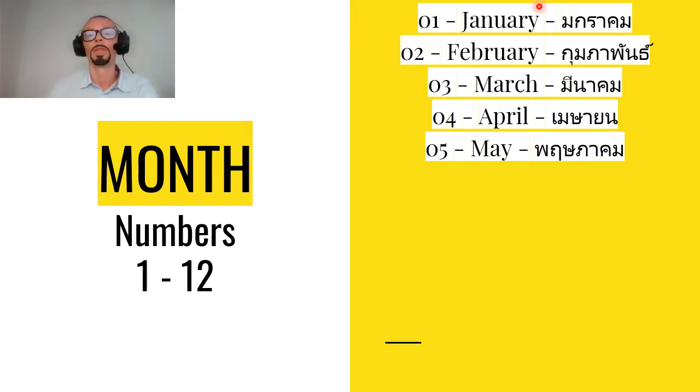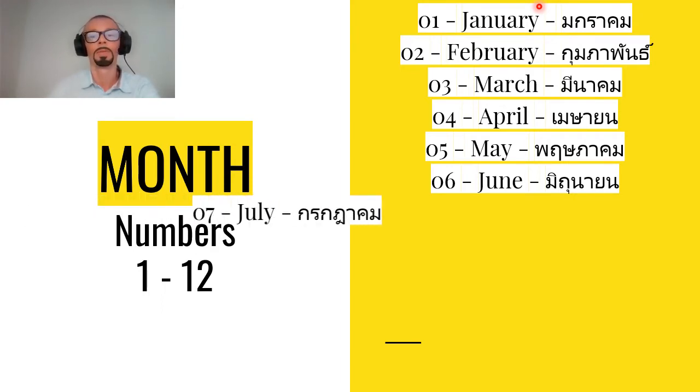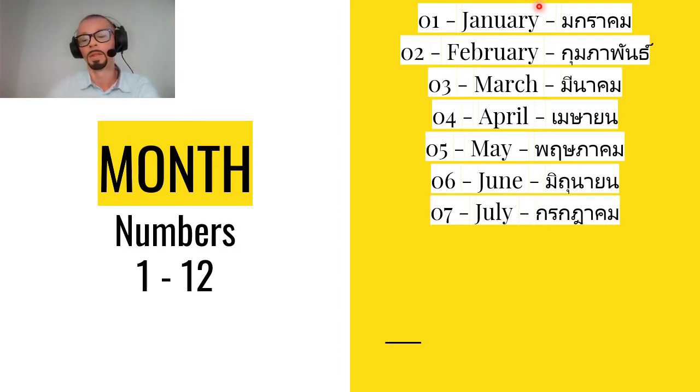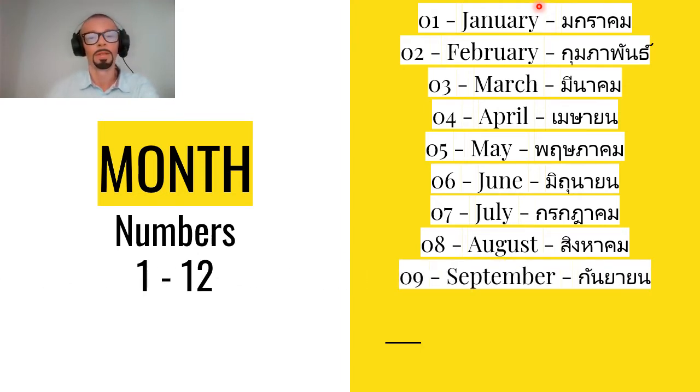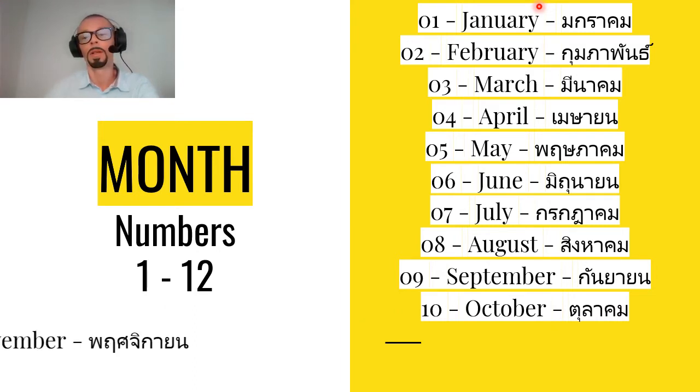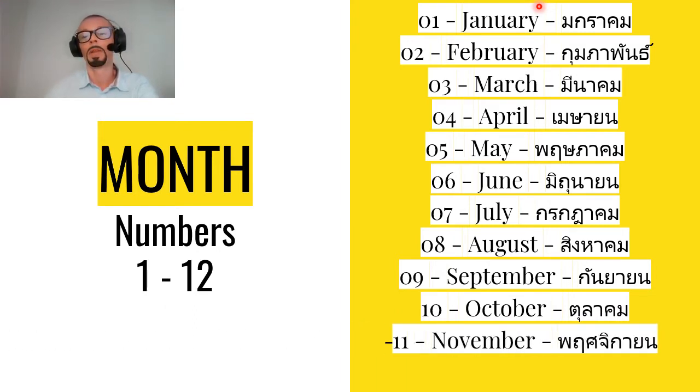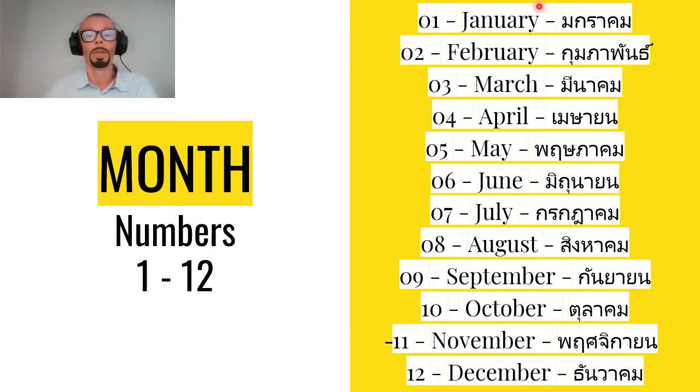After April, there is May. May is month number 5. Then, June, month number 6. July is month number 7. August, month number 8. September comes after August. Number 10 is October. Month number 11 is November. And month number 12 is December.